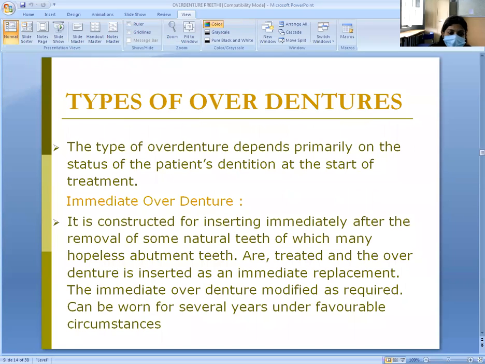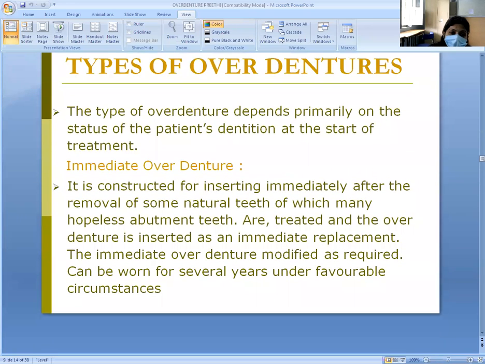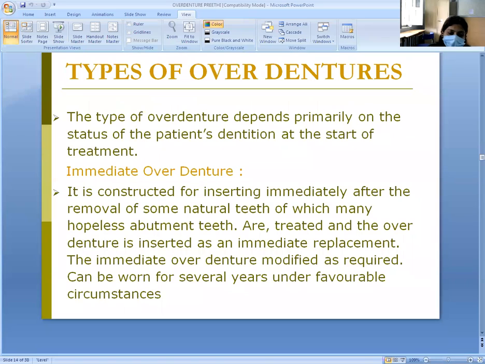Types of overdenture. The types of overdenture depend primarily on the status of the patient's dentition and the start of the treatment. If you give the overdenture immediately after the extraction, you can call it an immediate overdenture. It is constructed for insertion immediately after the removal of some natural teeth, which may be hopeless abutment teeth. These are treated and the overdenture is inserted as an immediate replacement. The immediate overdenture can be modified as required and can be worn for several years under favorable circumstances.